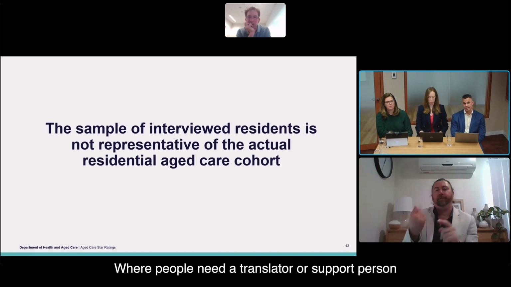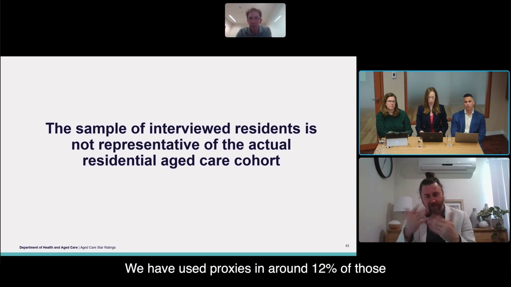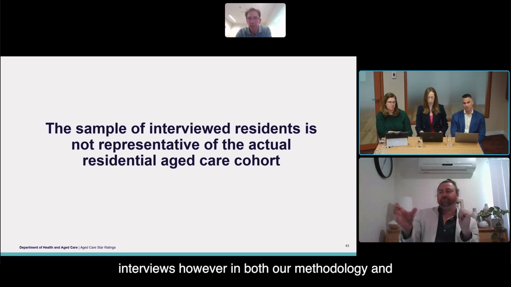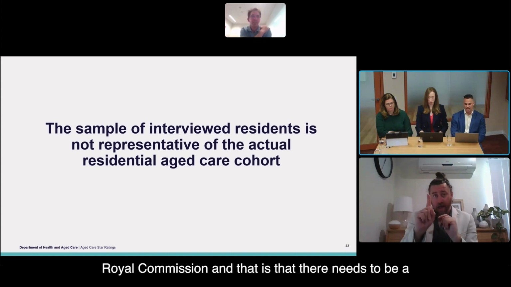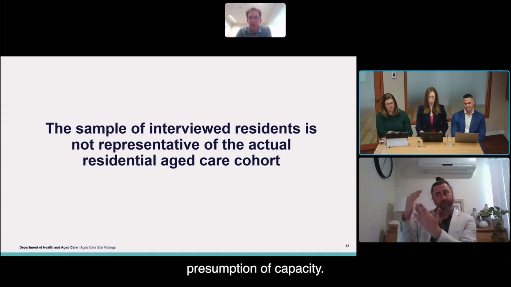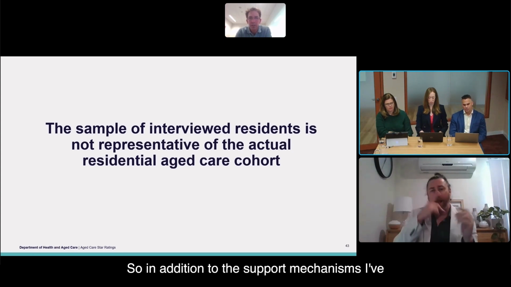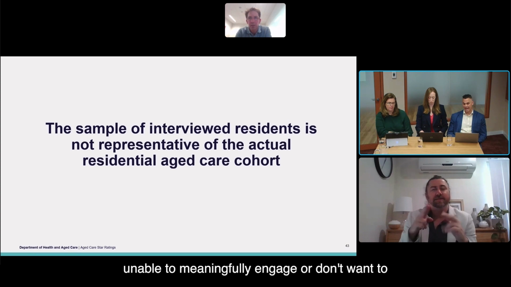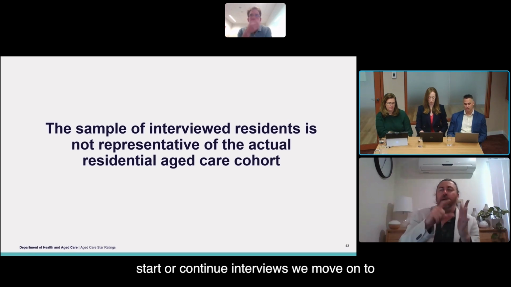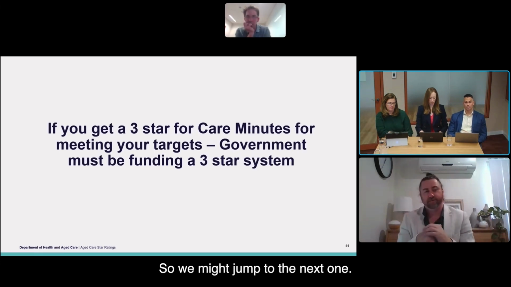We're targeting 60% of the general population and also oversampling special needs at 40%. Where people need a translator or support person to assist in communicating, this is provided. We have used proxies in around 12% of those interviews. However, in both our methodology and execution, we've channeled the clear direction in the Royal Commission, and that is that there needs to be a presumption of capacity. And so we're speaking to as many older Australians directly as we can. So in addition to the support mechanisms I've described, we have visual aids if residents are unable to meaningfully engage or don't want to start or continue interviews. We move on to other people there. So we might jump to the next one.